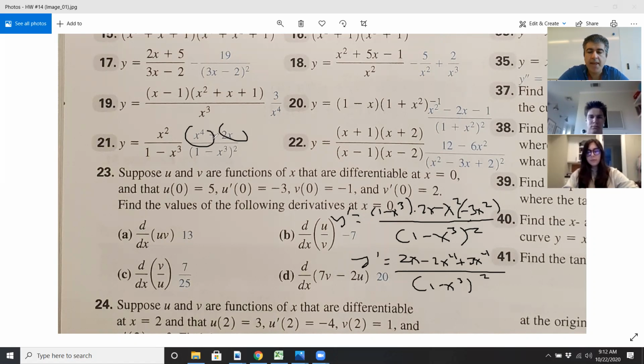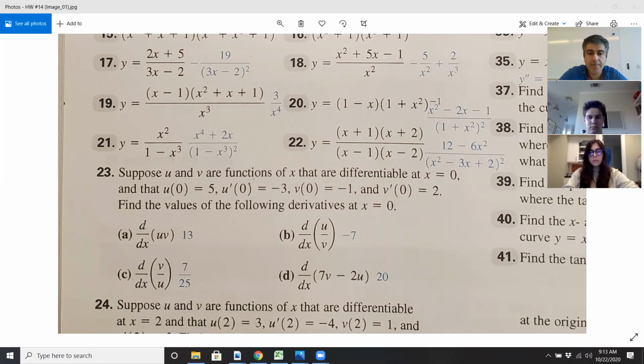So that's 21. And again, as I'm going through these, if anyone is curious, or if you're still kind of confused, just let me know. Just put something in the chat. That's how that's done.